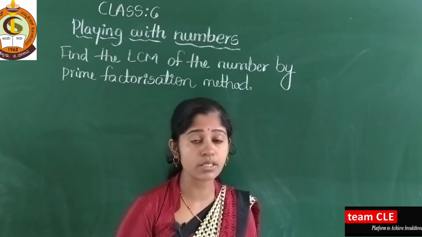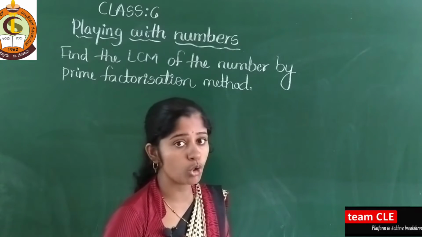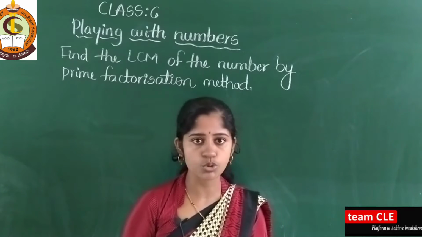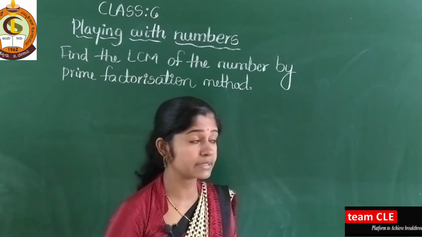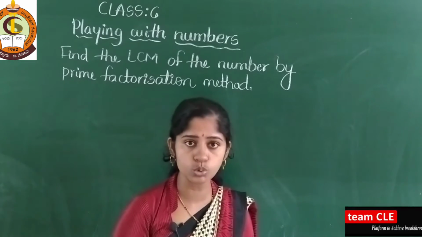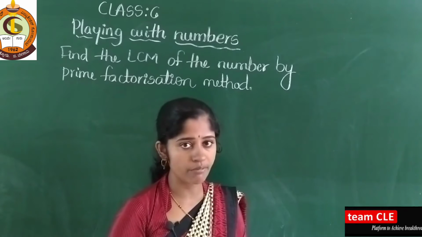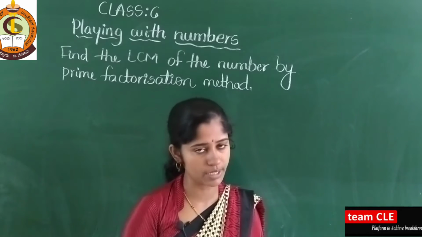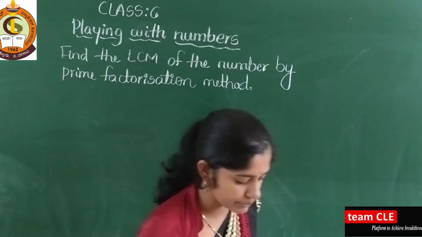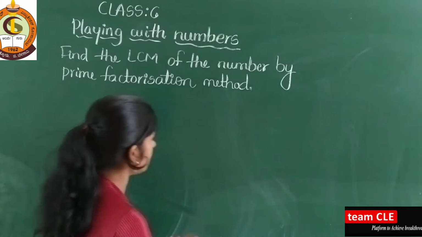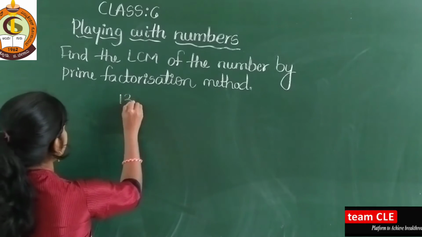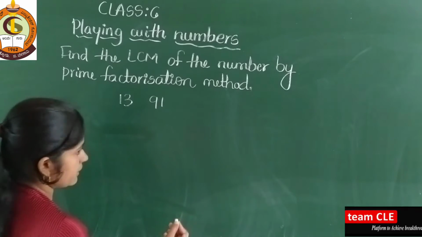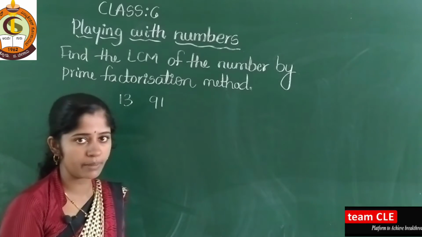Prime number means a number which has only two factors, 1 and the number itself. So they are prime numbers. For example, prime numbers are 2, 3, 5, 7, 11, 13 and so on. So let us take one example. I will take one easy example, and that is 13 and 91. It is there in your exercise 2.3, question 3 B.